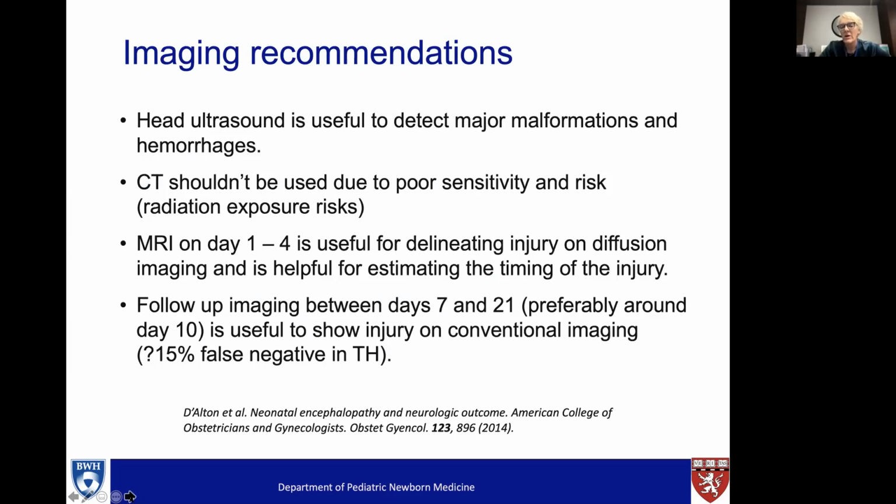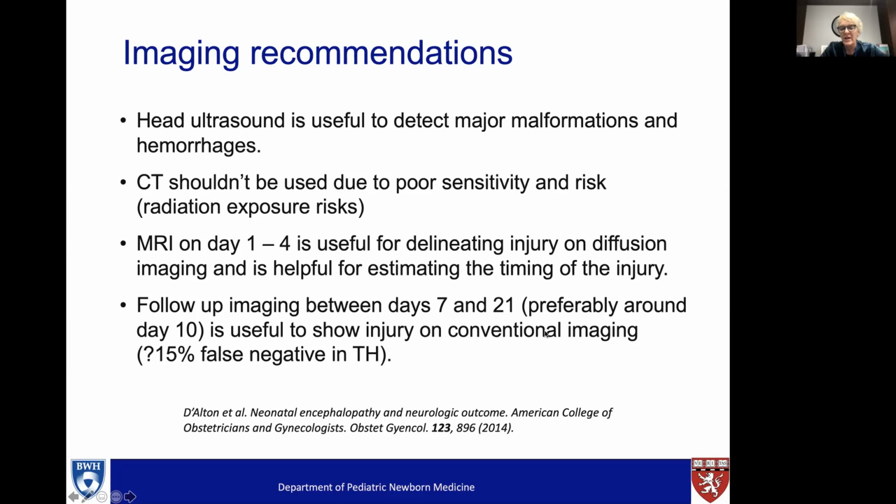That led the American College of OBGYN to try and bring in some imaging recommendations around their new guidelines for understanding the pathway to neurological outcomes in neonatal encephalopathy. And they said that head ultrasound was useful and should be used in the first day. CT shouldn't be used due to its poor sensitivity and the risk. And MR on day 1 to 4 is useful for delineating injury on diffusion and helpful for estimating timing.